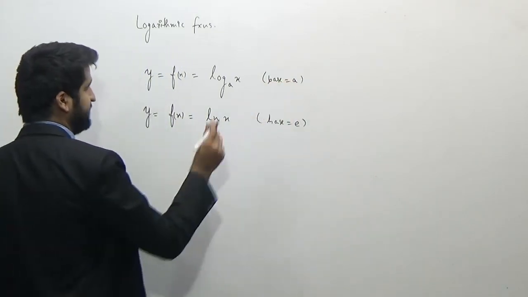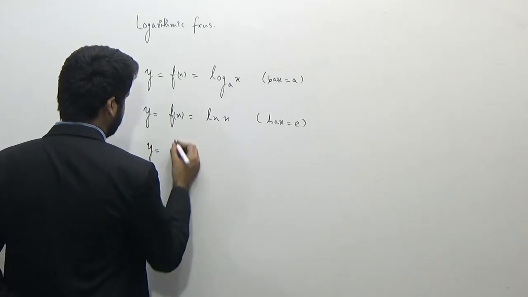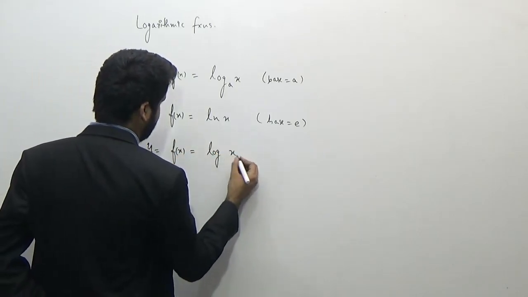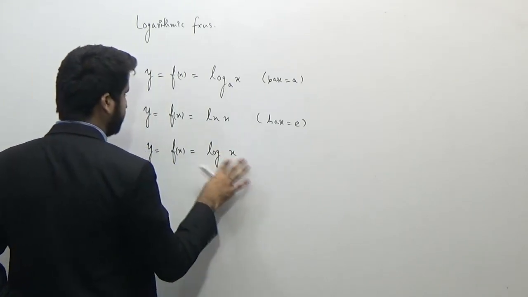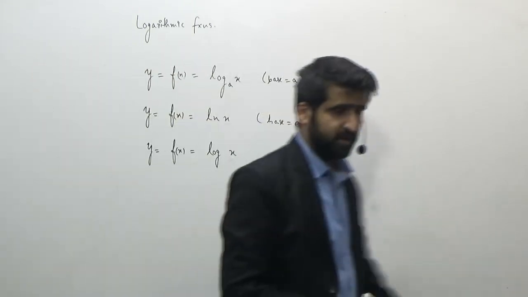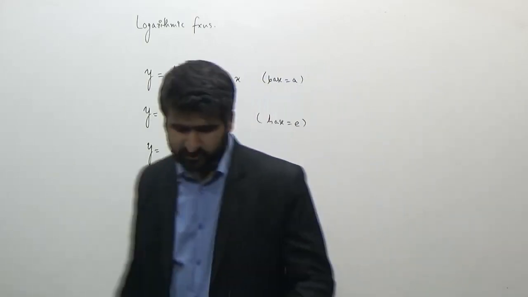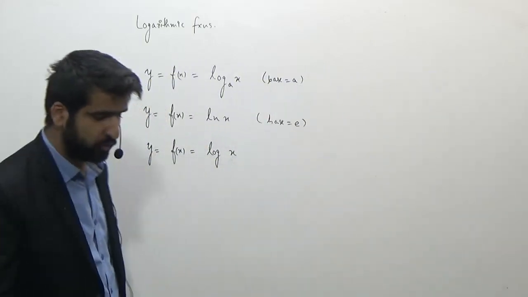And whenever this base is equal to 10, this function will be written as y is equal to f(x) is equal to log x to the base 10, and we don't need to write this 10, so this will just be written as y is equal to log x. So when no base is written, it is self-explanatory that the base is equal to 10.